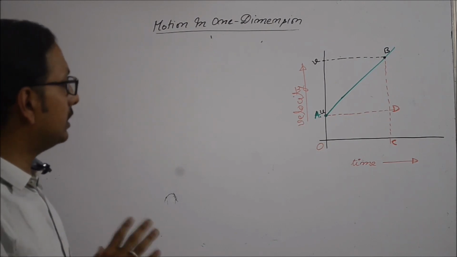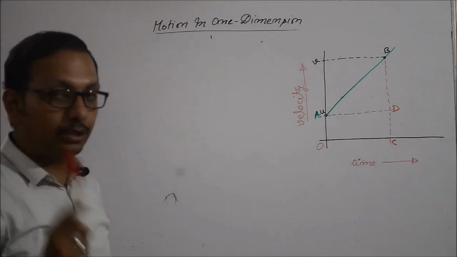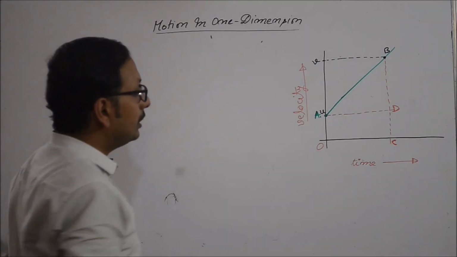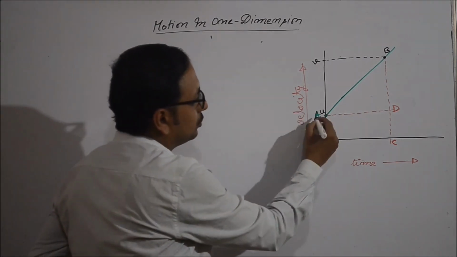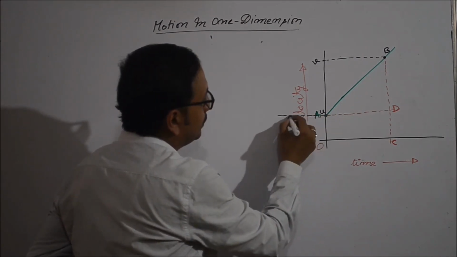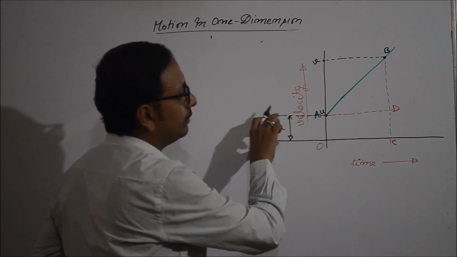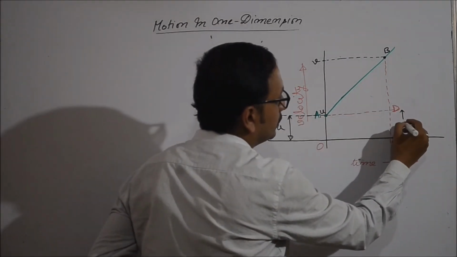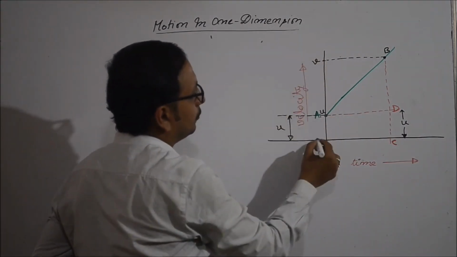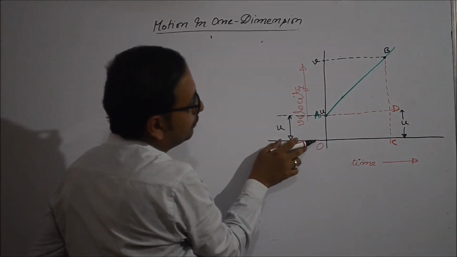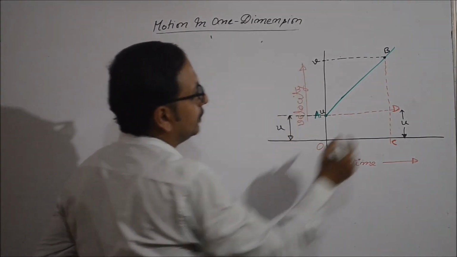In a graph we have got a certain figure. We have got a triangle and a rectangle. Now you need to understand this part. It's a velocity and time graph. If this portion is u, then this distance is also u, correct? The total portion from the origin up to here is v.